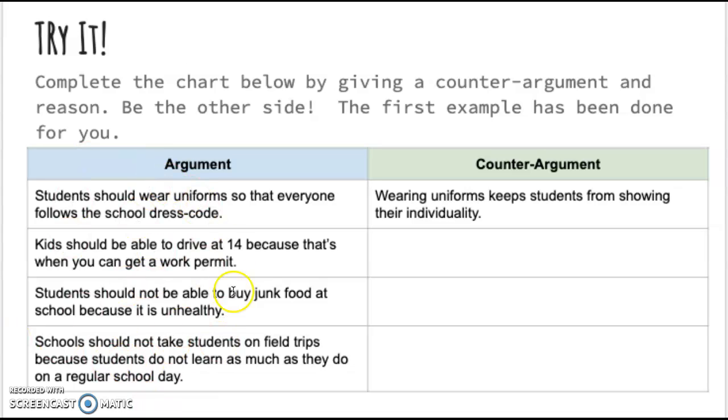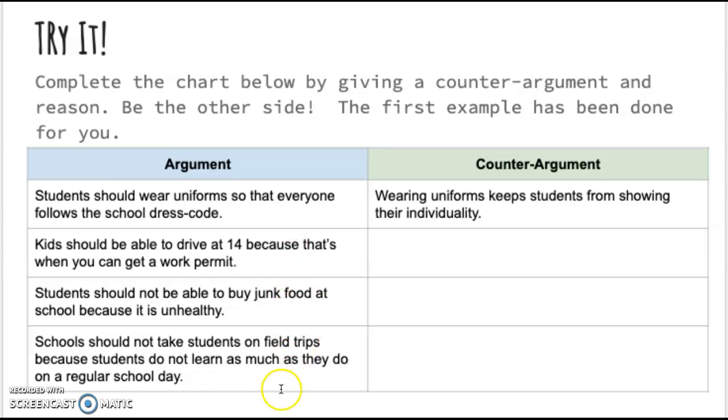In this chart, I have listed 4 arguments about different topics. Your job is simply to fill in the counter argument. So I did the first one as an example for you. It says students should wear uniforms so that everyone follows the school dress code. A counter argument to that might be that wearing uniforms keeps students from showing their individuality.